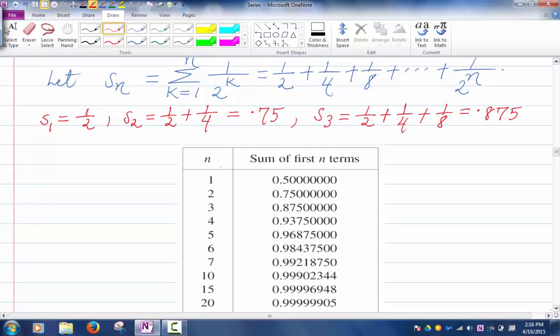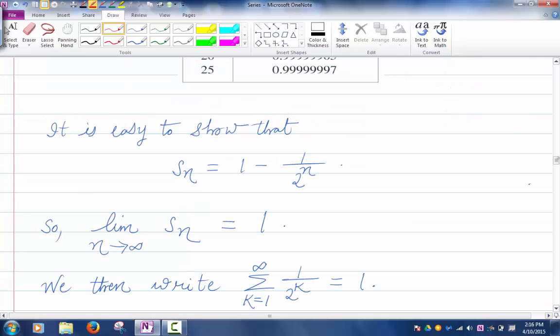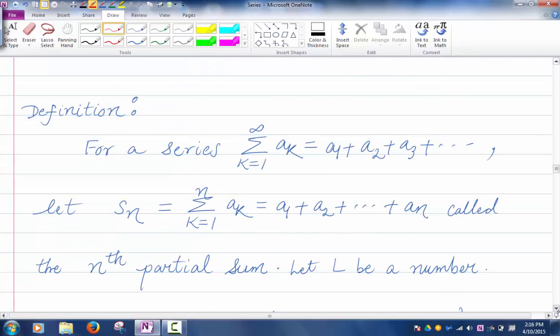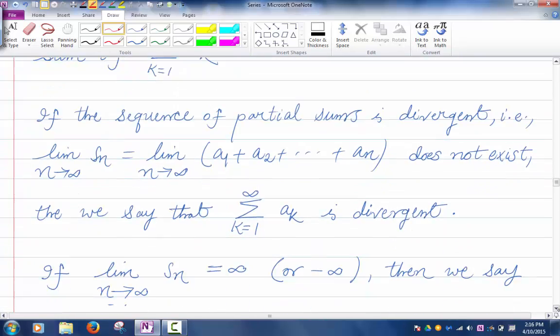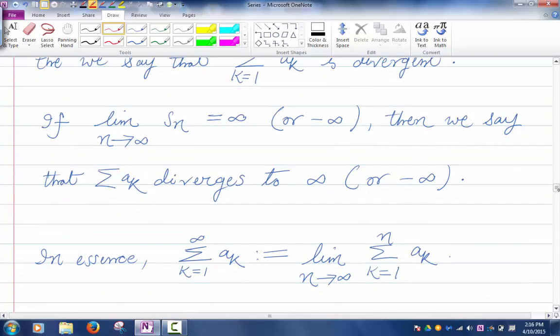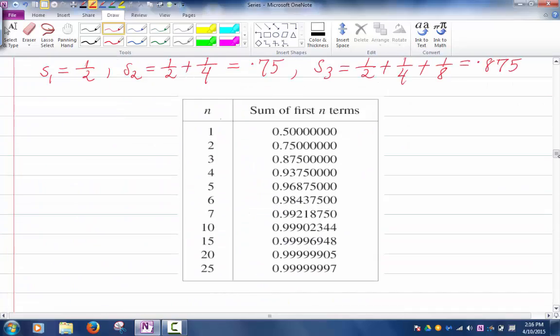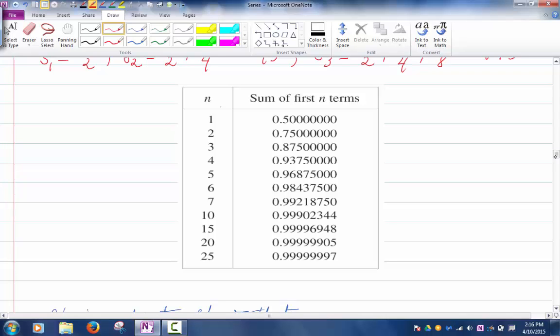Now, you can use the calculator or ask a computer algebra system to compute the first 25 values of Sn. So S1, S2 up to S25. If you calculate all the way up to S25, this is the table you're going to get. Right here. So S1 is 0.5, S2 is 0.75. What is S10? S10 is 0.9990234.